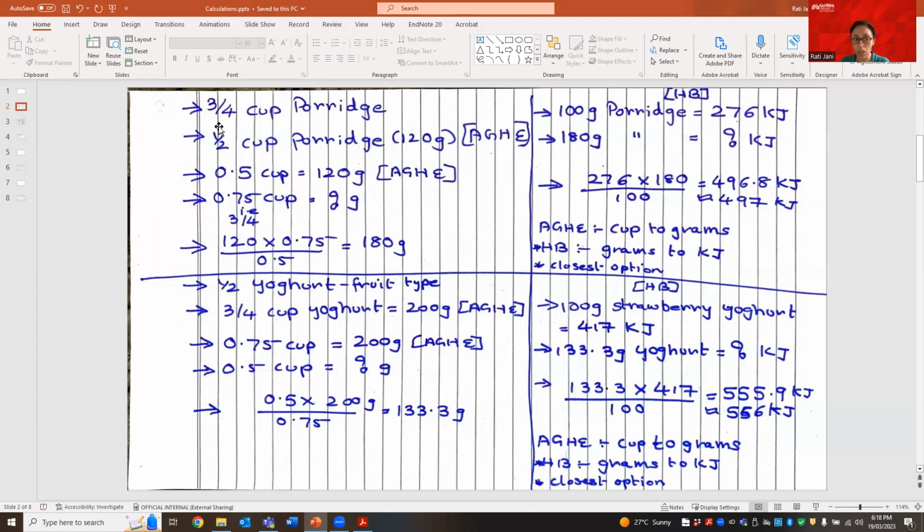So 3/4. When you convert 3/4 into decimal, what does it look like? 0.75 cup. It's as simple as that. So 3/4 cup is 0.75 cup. How many grams would that be? Now you cross multiply. What does cross multiplication mean? It means you have 120 into 0.75.